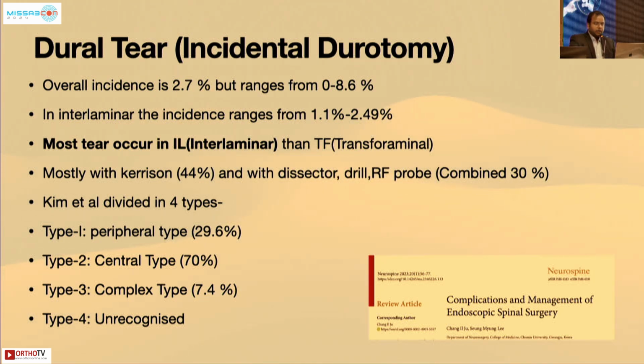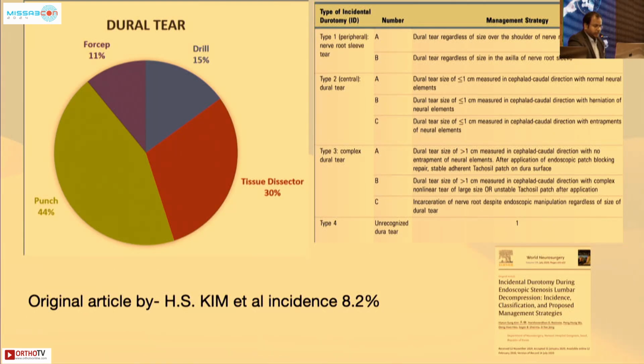HS Kim et al. have divided these dural tears into 4 types endoscopically. Type 1 is peripheral, which is 29%. Central types are almost 70%. Complex types are 7.4%, and unrecognized they have not studied that much, as they don't have those cases. As you see here, the Kerrison punch is the 44% culprit, and after that, tissue dissector, drill, and forceps.